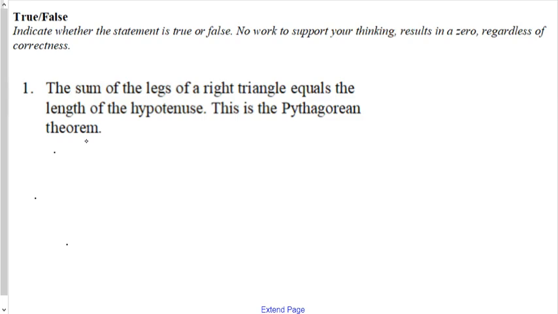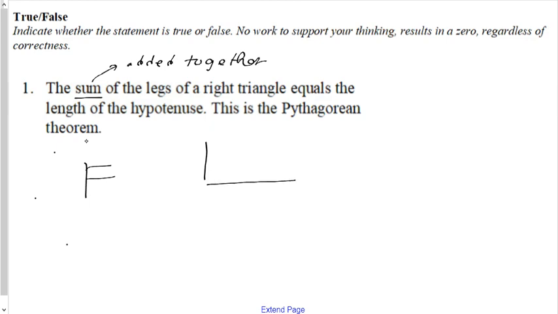It says the sum of the legs, and sum we already talked about is added together. That's the fancy word for added together, the sum. The sum of the legs of a right triangle equals the length of the hypotenuse. This is false, because if we think of a right triangle and we think of the A and the B as the legs and the C, the sum of the legs does not equal the hypotenuse, does it?